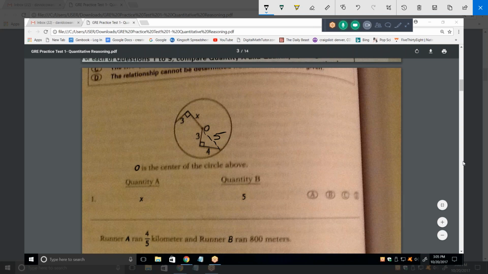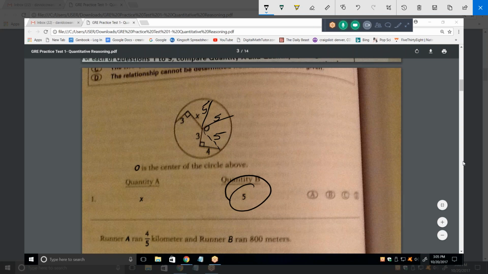Now, all radiuses of a circle are the same length. So that line would be 5. But X would not be 5. Exactly. X is less than 5. Therefore, you know that 5 is the bigger number.